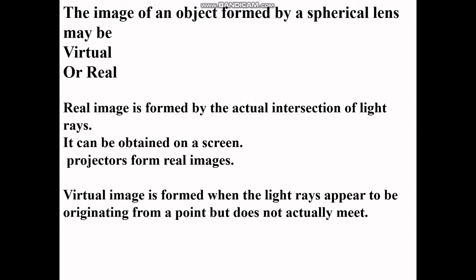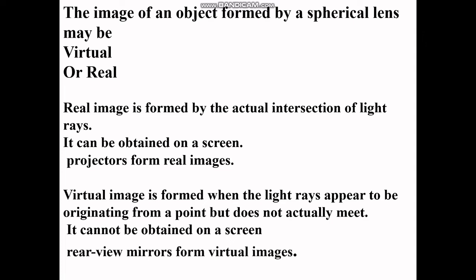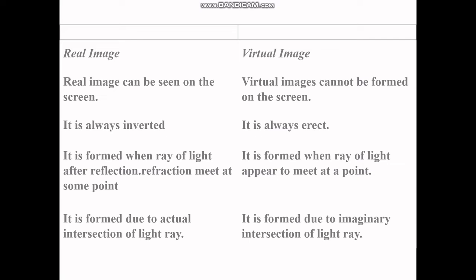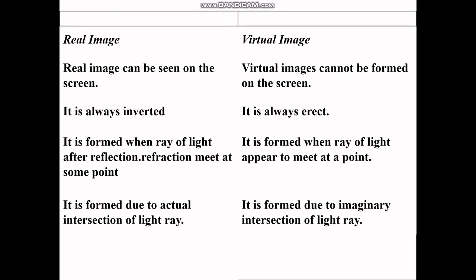Virtual images form when the light rays appear to be originating from a point but do not actually meet. It cannot be obtained on a screen. Rear view mirrors form virtual images. The image which you see in a plane mirror is also a virtual image. Now, these are the differences between real and virtual images.